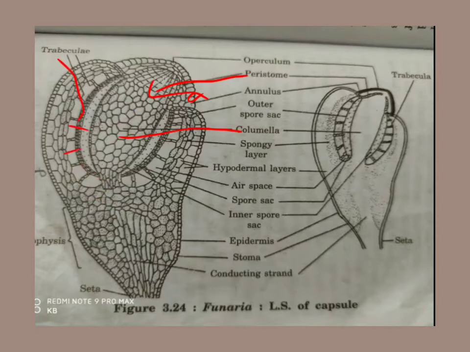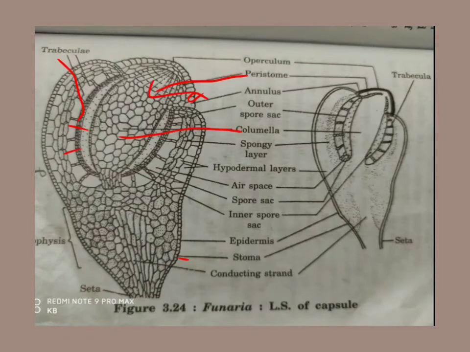And the spore sacs are present, inner spore sac and outer spore sac, and then the epidermal cells, the epidermis. This is known as the epidermis, the outermost layer. In the epidermis, stomata are present and also chlorophyll is present. You can see this deep structure is known as the stomata.